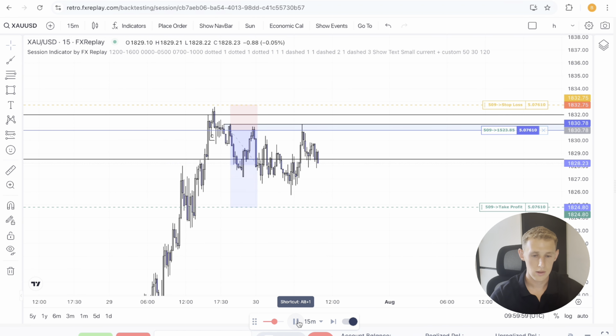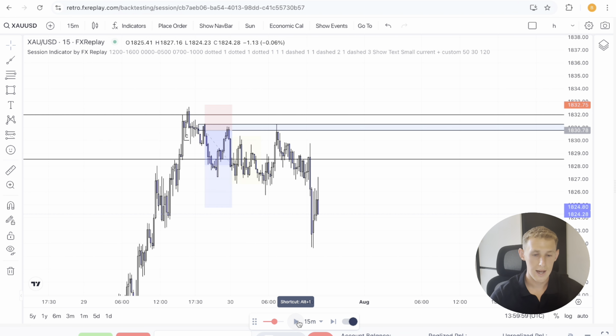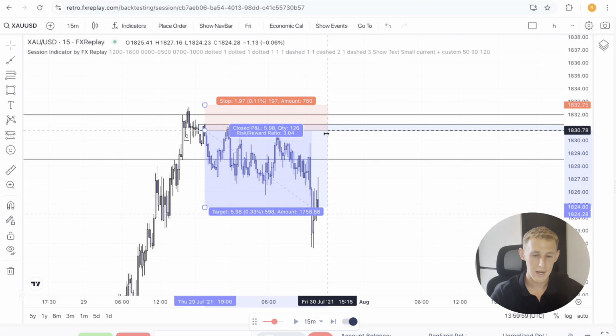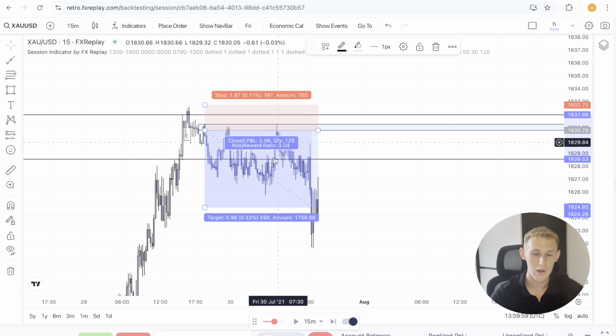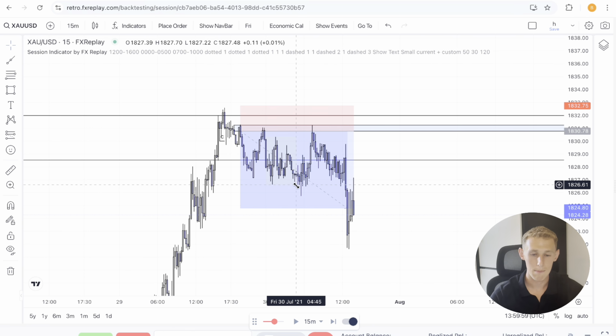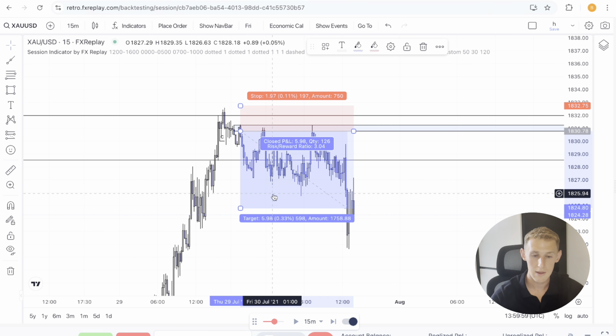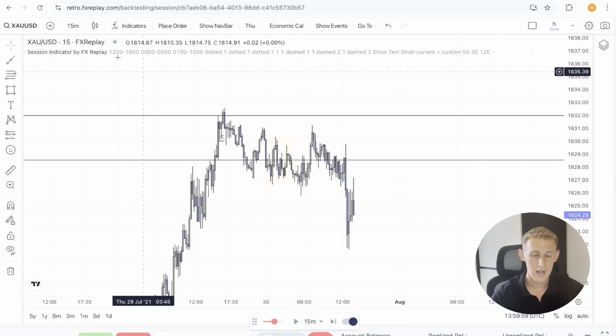Let's have a look. And there we go. So TP hit. And like I mentioned as well, if you had made this trade break even, you probably would have been tagged out. But there was no reason for me to make it break even. So just holding the trade.